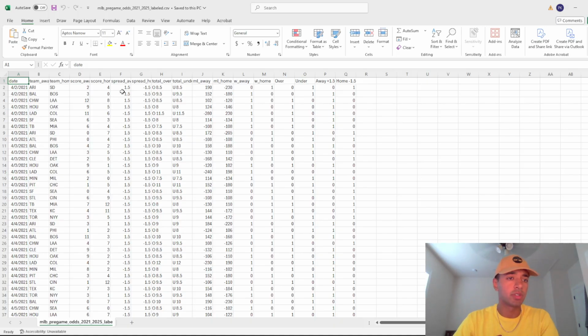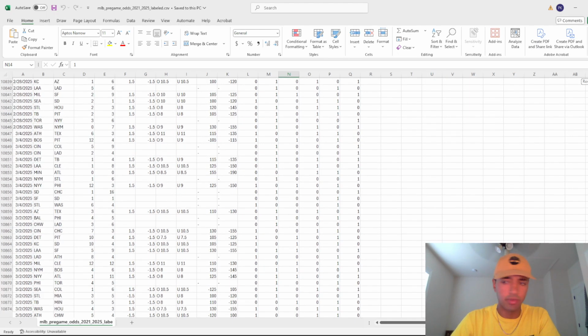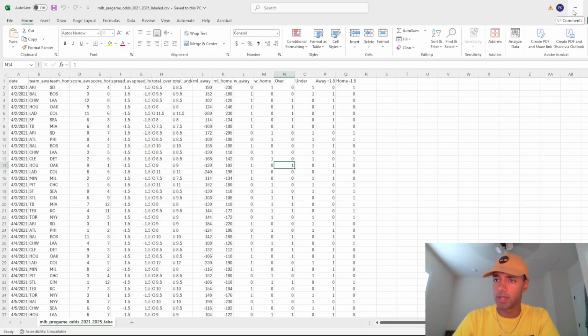These are all the games since 2021. And we have the pregame spread, the pregame total, the pregame money lines, and the actual score. Over here, I've added whether or not the over or the under hit, and whether or not the spread covered or didn't cover. And we also have which team won, home or away. And I think I've had around 11,000 games here, so very, very hefty data set.